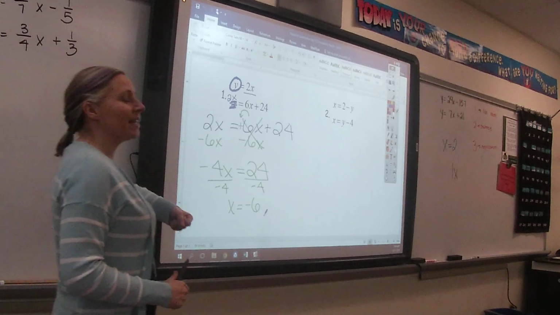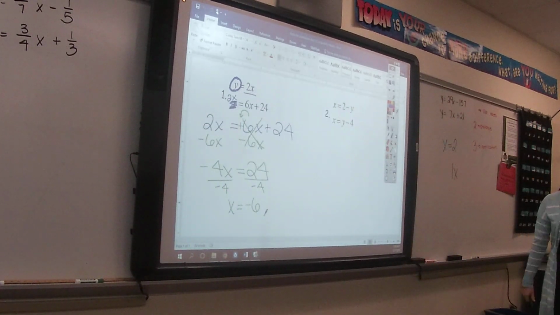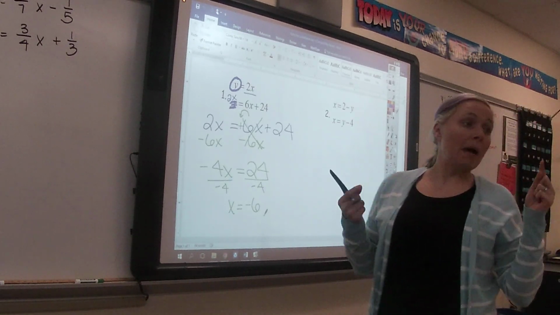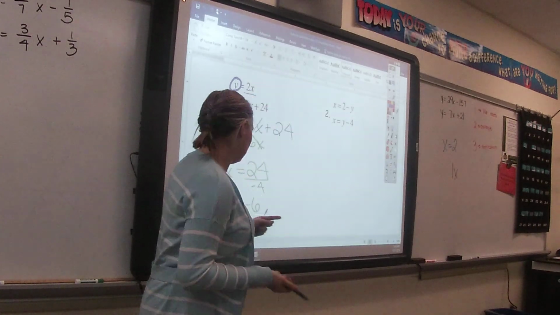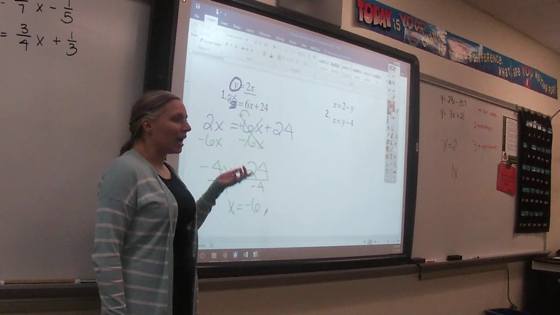Sweet! My students are like, yes, I got an answer. X equals negative 6. Circle it, I'm done. No, you have to plug it back in. That's definitely not going to be enough, because when we solve a system, we're looking for the x and y value that makes the equations true. Well, I only have an x value. I still need to find a y.